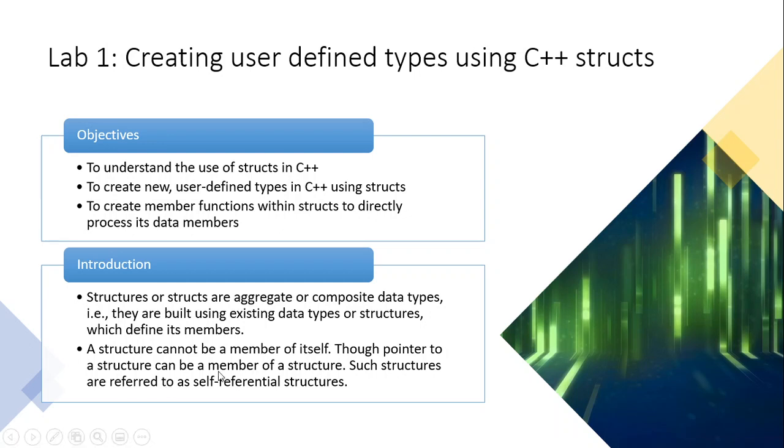So for example, if we are creating a structure my complex, or a structure say time or interval, and one of the members of that structure is a pointer to the structure itself, those structures are called self-referential structures. Why? Because they refer to themselves using a pointer. Okay, so these structures are called self-referential structures.